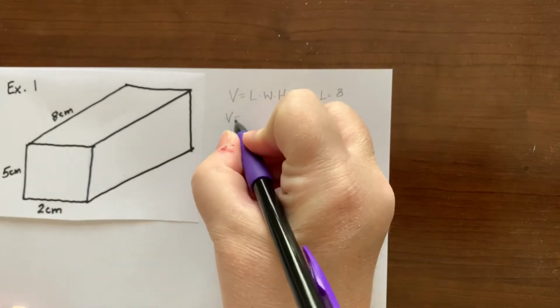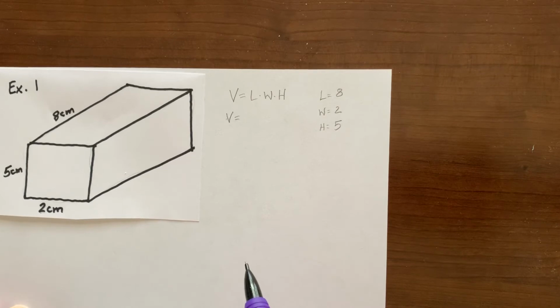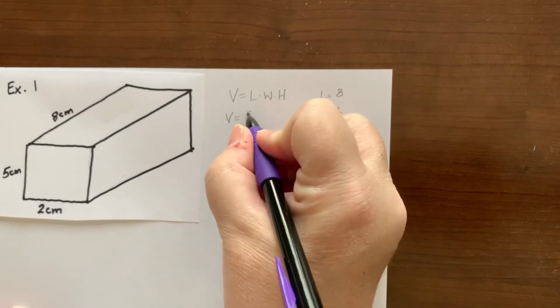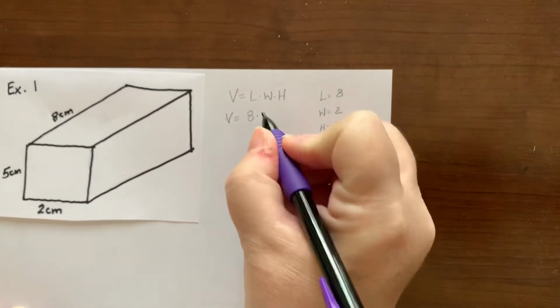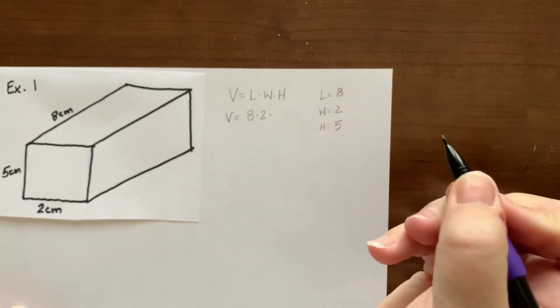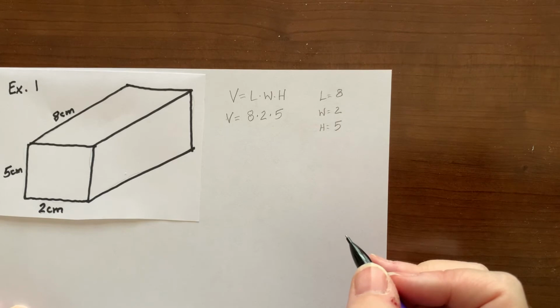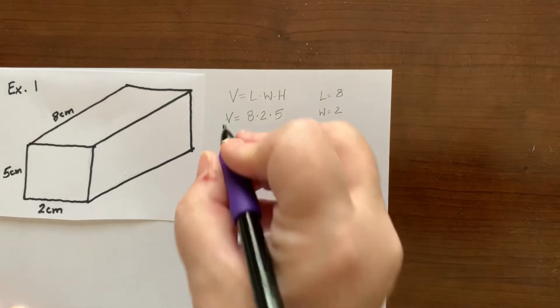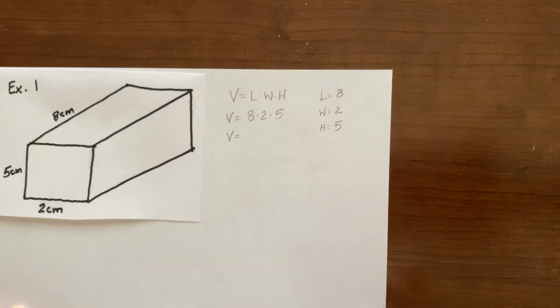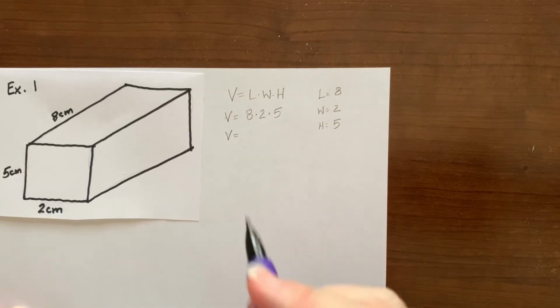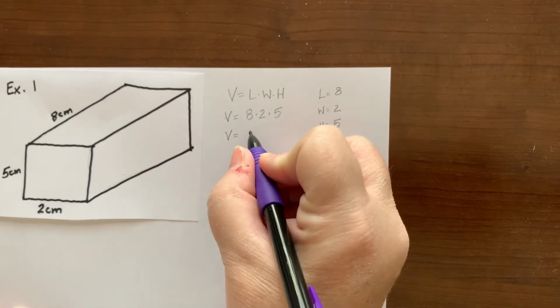So I'm going to go ahead and substitute those 3 numbers into my formula. So my length is 8, my width is 2, my height is 5. So now I just have a fairly simple multiplication computation to do. So I'm going to say volume equals, because I still don't know what my volume is, and I'm going to take it a piece at a time.